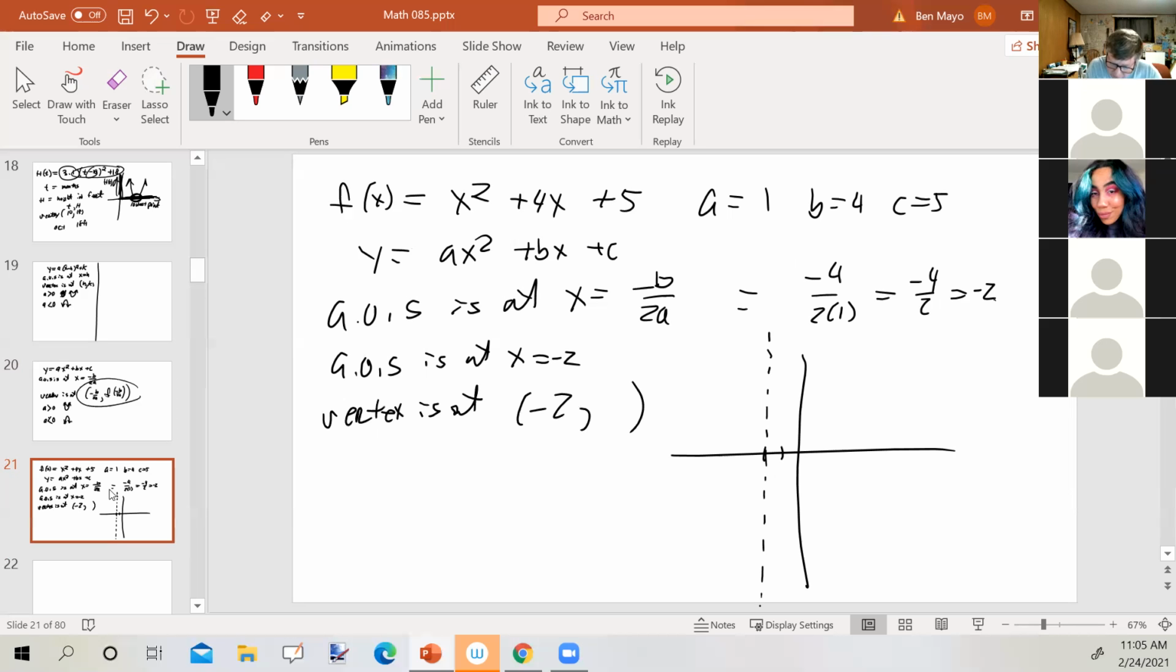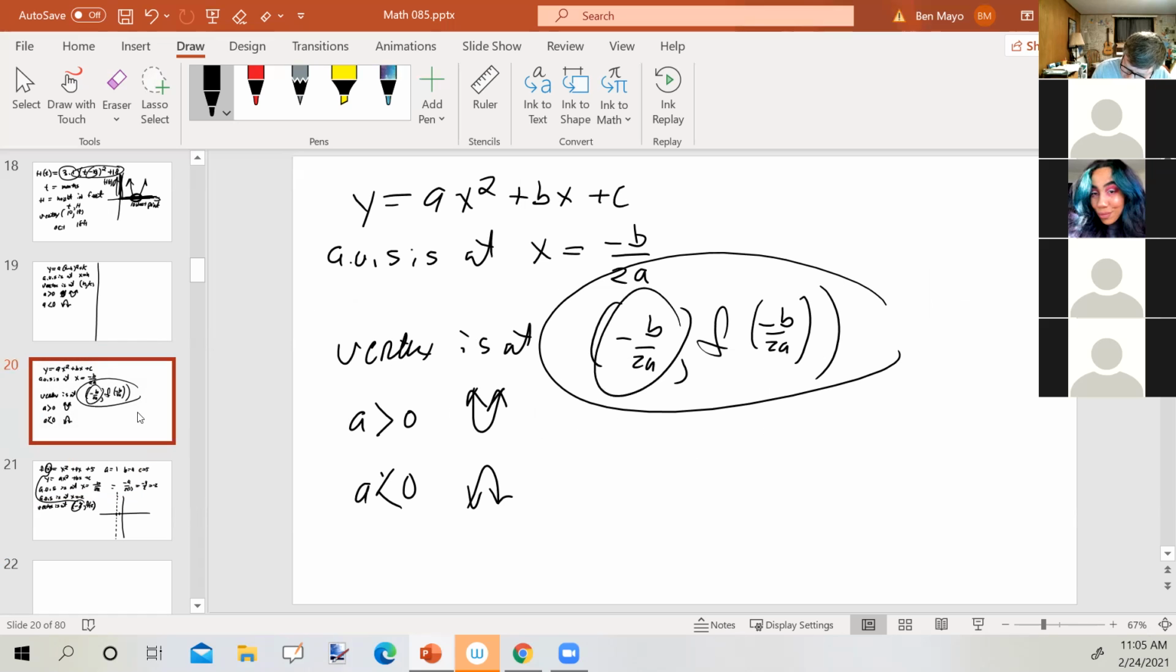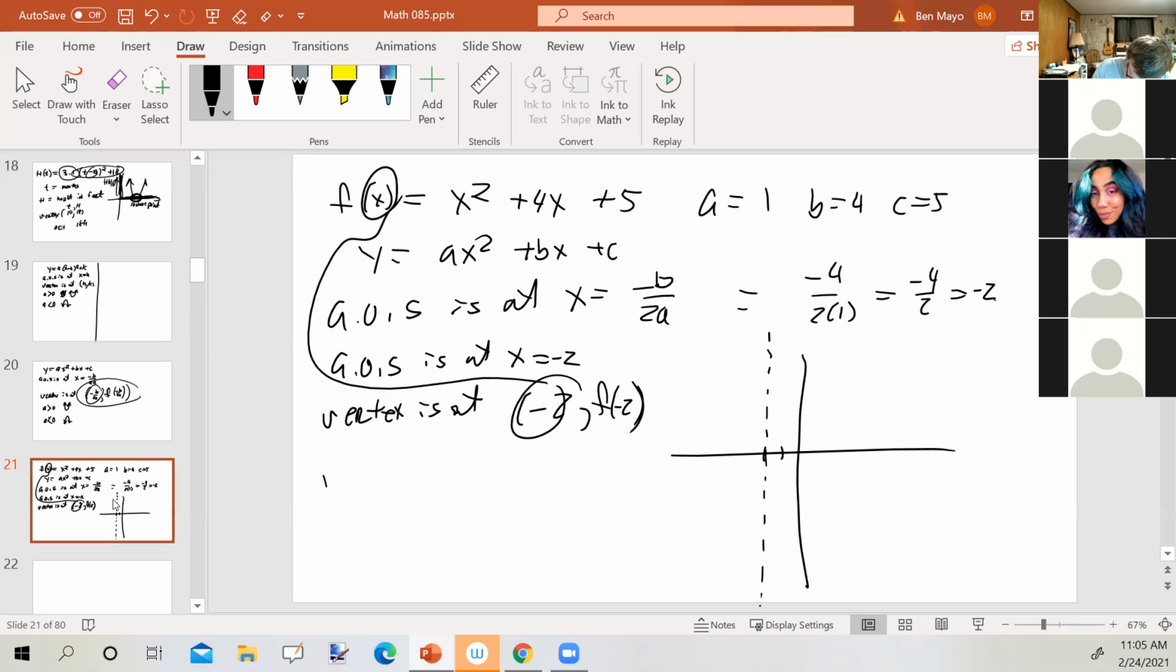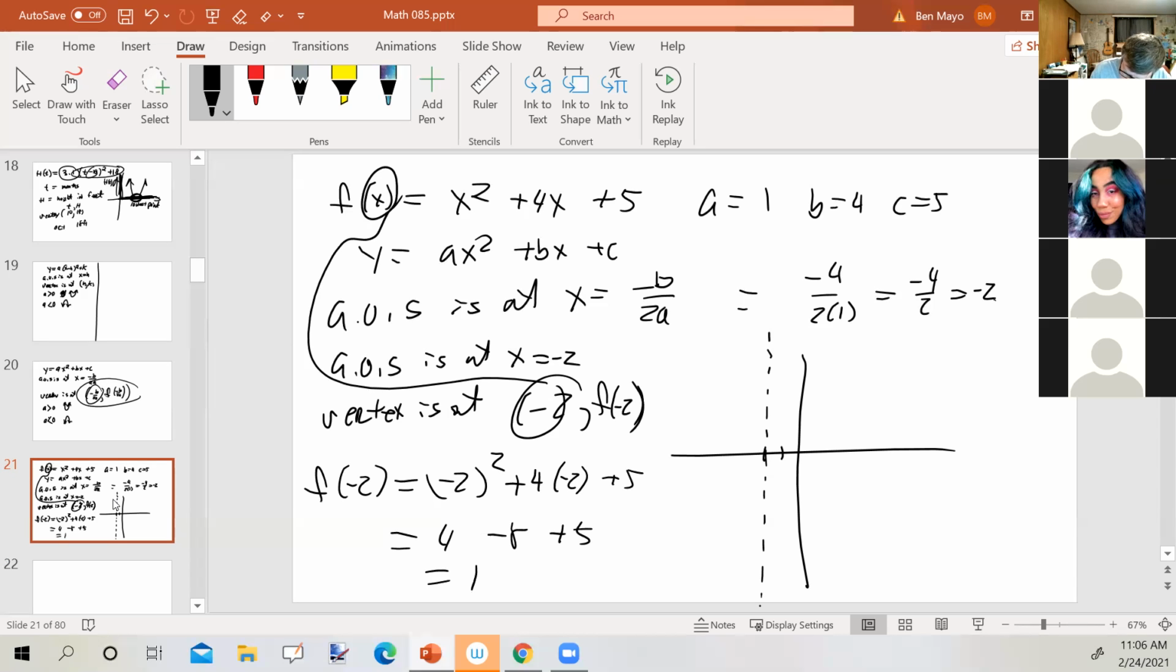But how do you find the y value in this case? Well, let's say you're trying to find any ordered pair and you know the x value. What do you do to find y? You take it and you plug it in. So you'd find f of -2. That's what this is saying. You find the x value and then you find f of that. So what is f of -2? It's f of -2 is -2 the quantity squared plus 4 times -2 plus 5, which is 4 minus 8 plus 5, which is 1. So the vertex is at -2, 1, which would be right there.